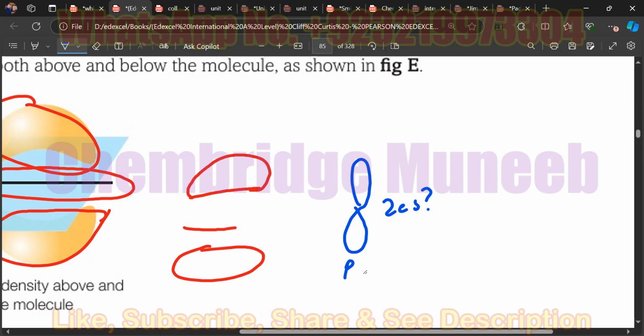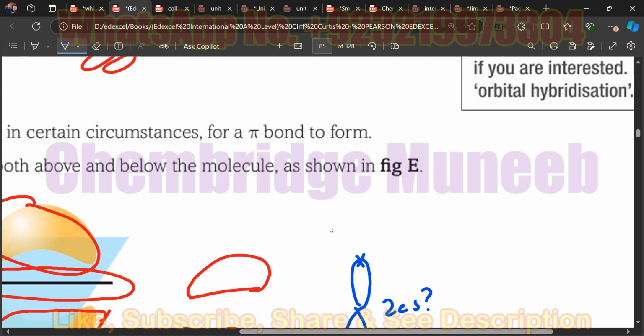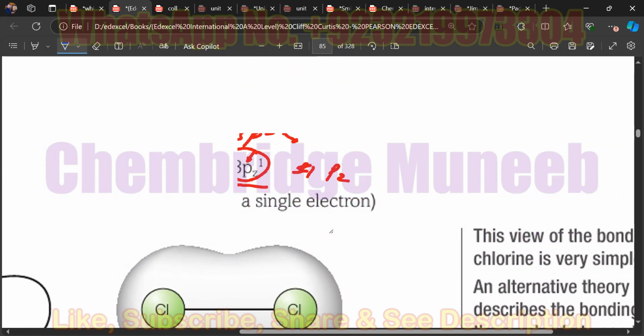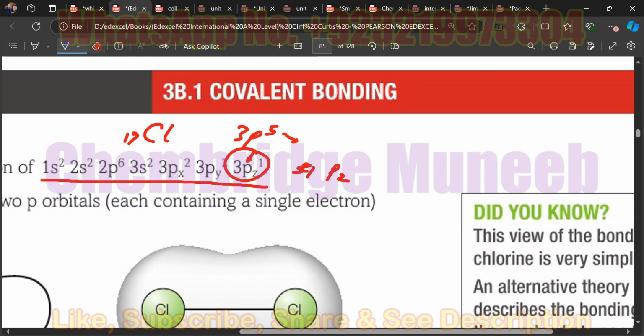Let's suppose it is a py orbital, we do know that there are 2 electrons in one p orbital. You can say one electron is present here and the other electron is present here, but in the electronic configuration of chlorine, you can see that there was just one electron present in the pz orbital. Okay. Then why did we draw the structure like this? We should have shown the structure like this, only one part. Why are both the lobes shown here? It is always shown in the form of 2 lobes.